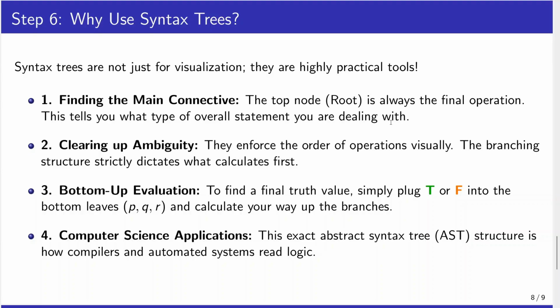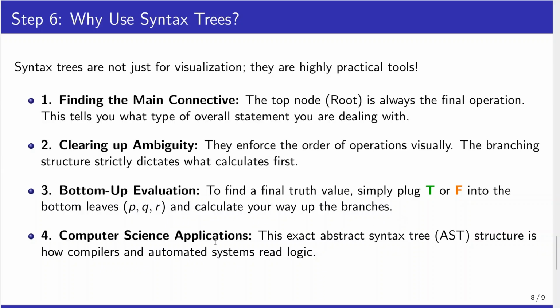Number 2, clearing up ambiguity. Syntax trees visually enforce the order of operations. You don't have to worry about counting parentheses. The branches strictly dictate what gets calculated first. Number 3, bottom-up evaluation. If you want to find a final truth value, you just plug true or false into the bottom leaves and calculate your way up the branches. We'll try this in just a moment.